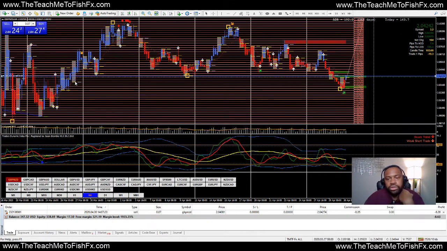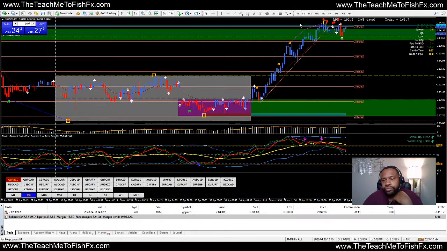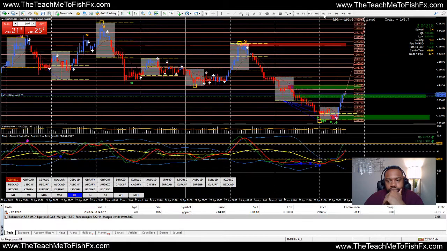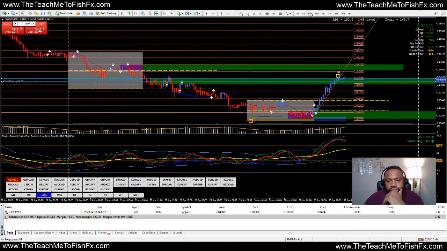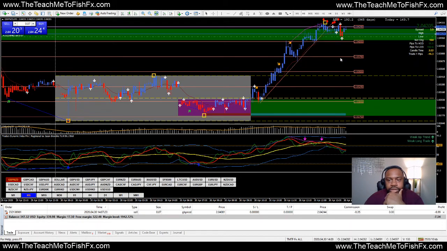All right, let's see how we're looking on GBP NZD. I don't know about the GBP NZD. This 1 hour zone has been broken, so it's probably just gonna retest. Probably gonna end up losing this one too.